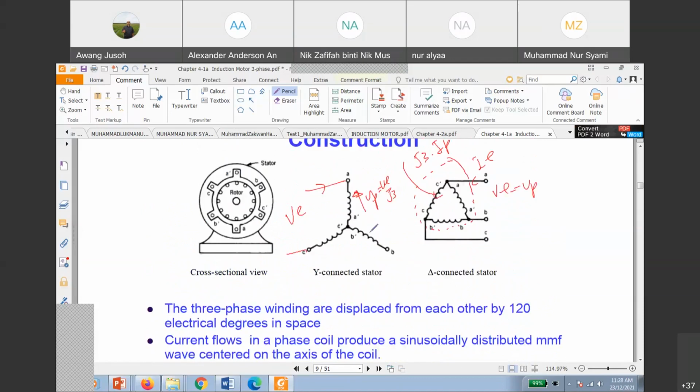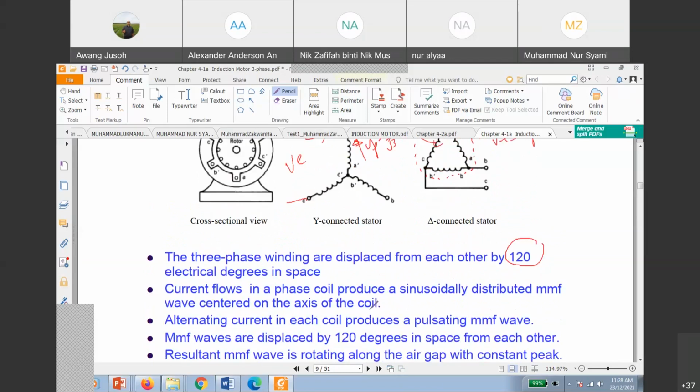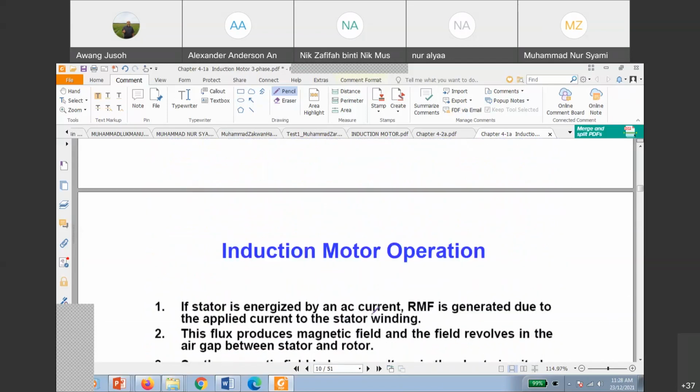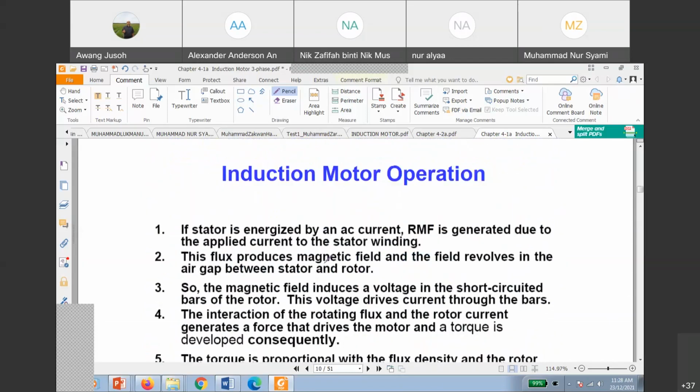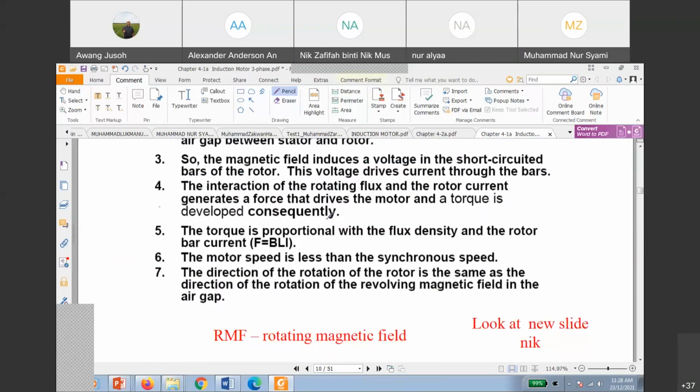Each winding is shifted by 120 electrical degrees. You know this is a three-phase system. So the windings of phase A, phase B, and phase C are shifted by 120 electrical degrees in space. This one I think I have done. I already explained about the operation. I don't want to repeat that.